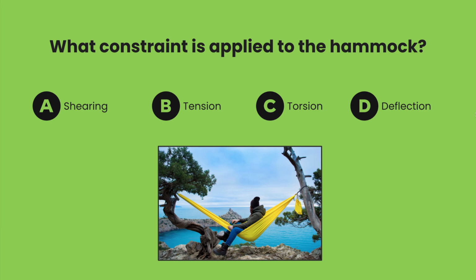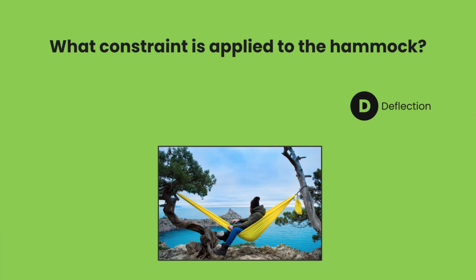What constraint is applied to the hammock? Is it A, shearing, B, tension, C, torsion, or D, deflection? The answer is D, deflection.